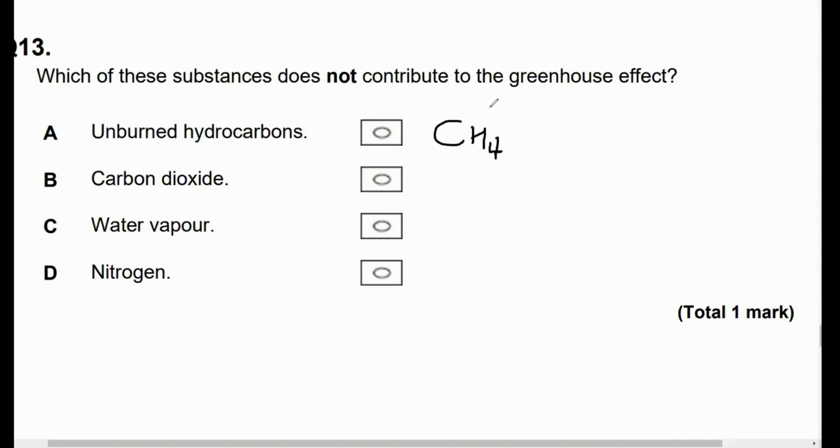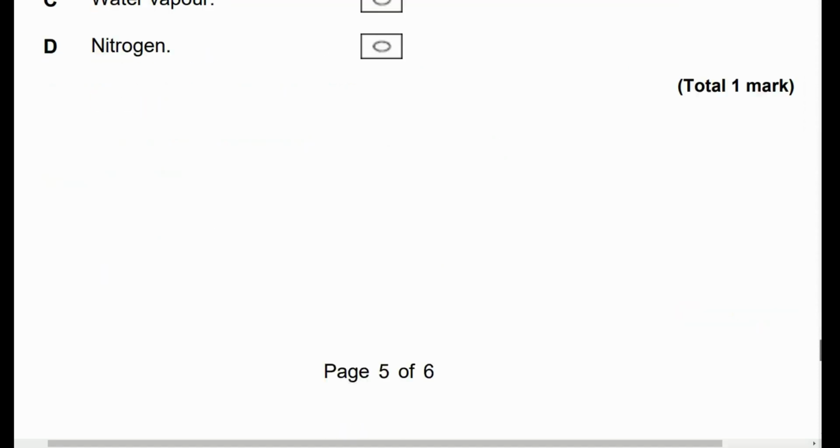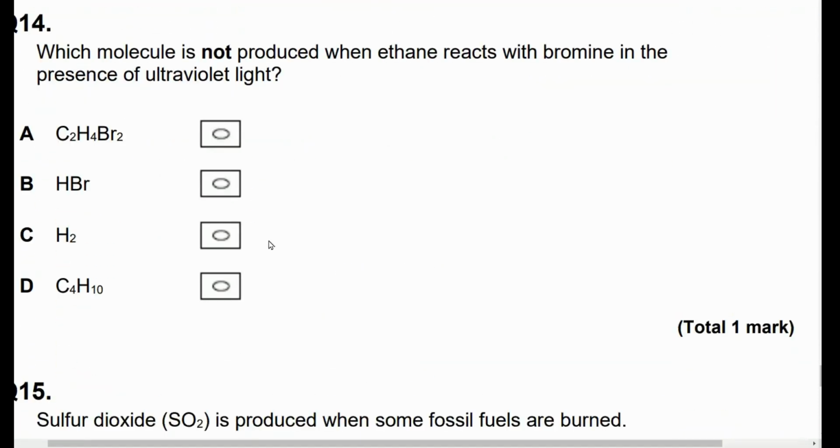Which of these substances does not contribute to the greenhouse effect? Well, unburnt hydrocarbons, things like methane, we know that methane is a serious greenhouse gas. We know that carbon dioxide is a greenhouse gas. We know that water vapor is. Thank God nitrogen's not a greenhouse gas, because 78% of the atmosphere would be absolutely toast.